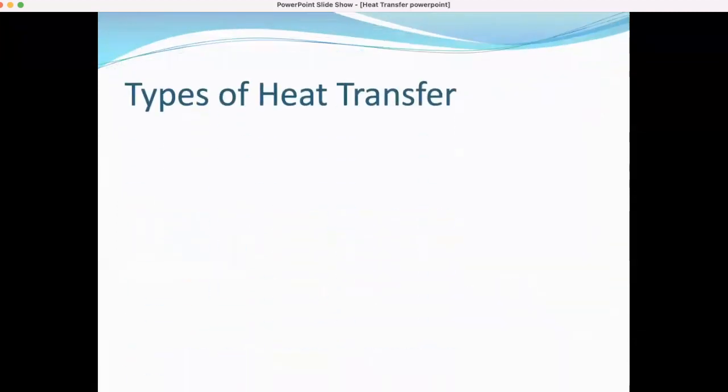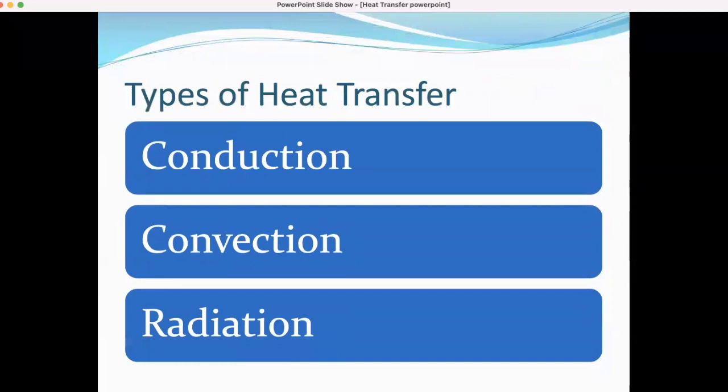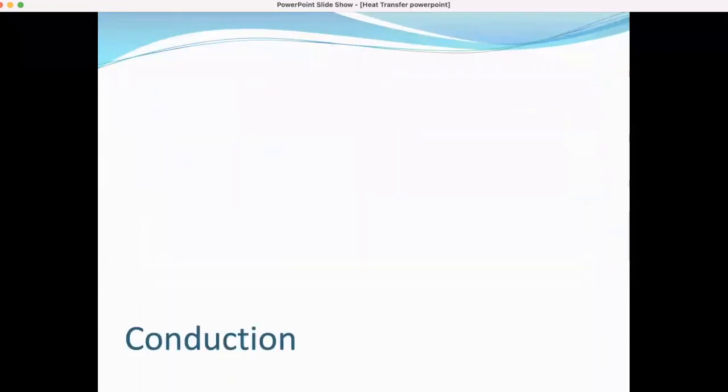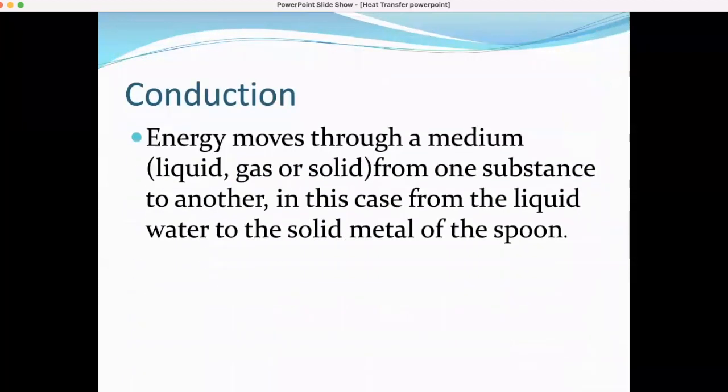So let us go quickly. There are three types of heat transfer. The heat can be transferred by conduction, convection, and of course, radiation. What do we mean by conduction? Let's talk about that one first. Energy moves through a medium of liquid, gas, or solid from one substance to another. In this case, from liquid, water, to a solid, a spoon.